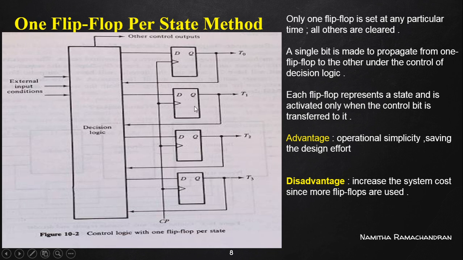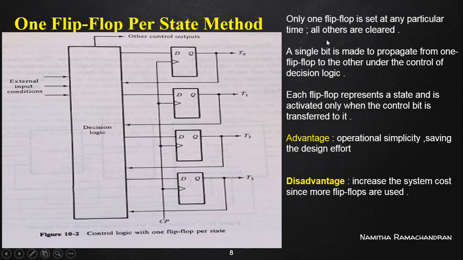So this is the diagram representation. Here we have 4 different flip-flops. Each of these flip-flops represents a different condition state. And these condition states are controlled by a decision logic. The decision logic can decide different states with respect to the external input condition provided to this logic.